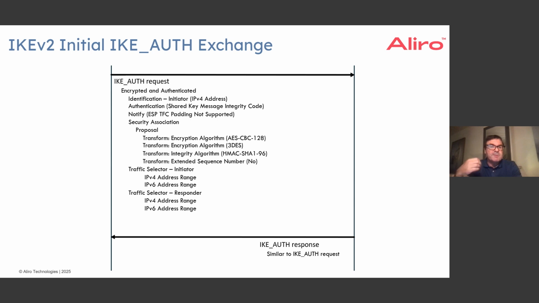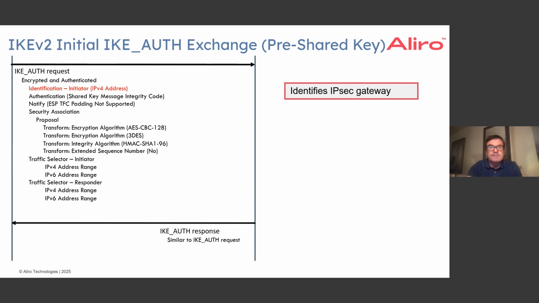The second part of the initial exchange is the IKE auth exchange, which I've shown here. Once again, I'll go through the various fields. The identification payload, highlighted in red here, is used to identify the IPsec gateways to each other. In this example, we're using pre-shared keys. We're using IP addresses as identifiers.